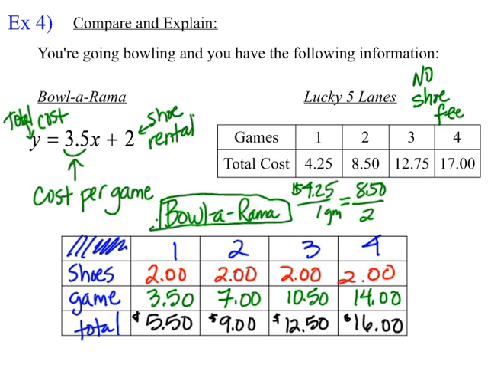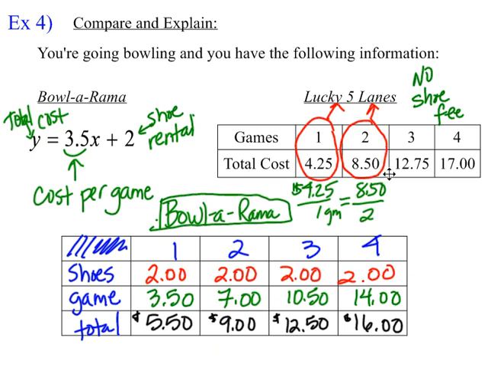So now to do a comparison, we need to sit and evaluate where it is going to be good at what point. So here, if we're only going to bowl 1 game, our best bet at 1 game is to bowl at the Lucky 5, because it's only $4.25, where at Bowl-O-Rama it's $5.50. The same is true if I only want to bowl 2 games. Again, we're going to go to the Lucky 5 Lanes because 2 games are only $8.50.